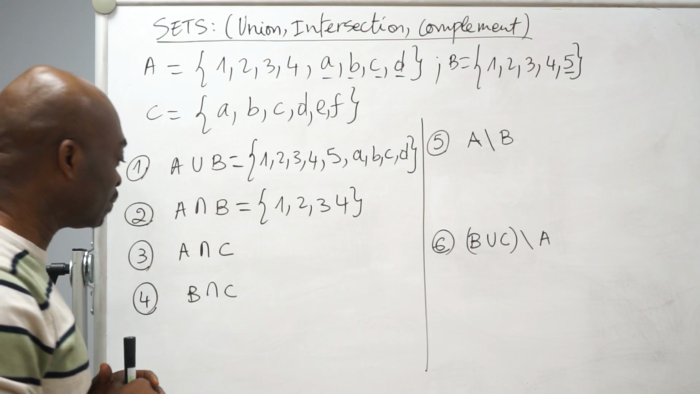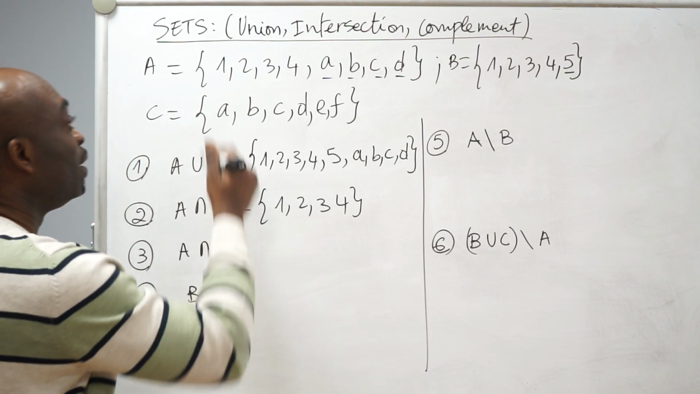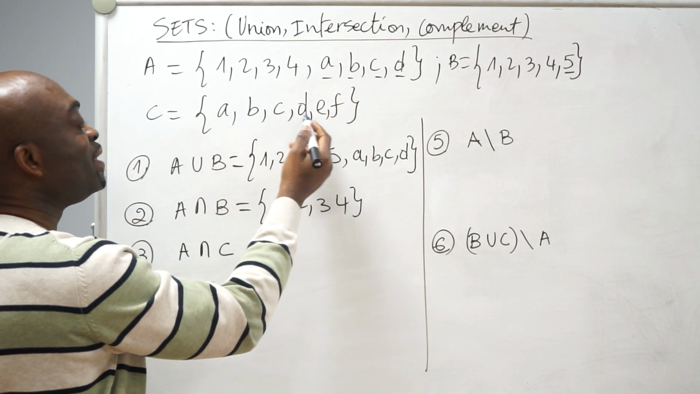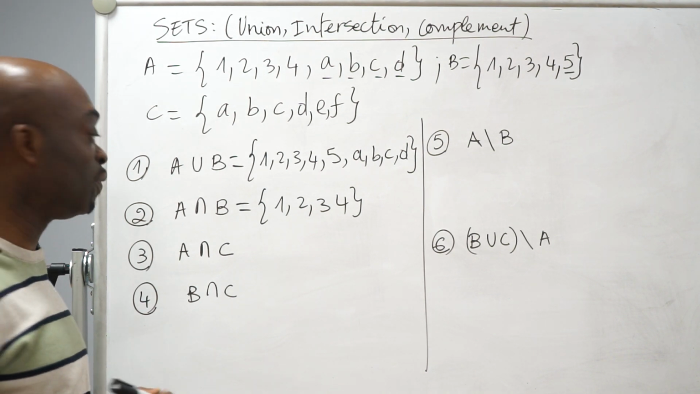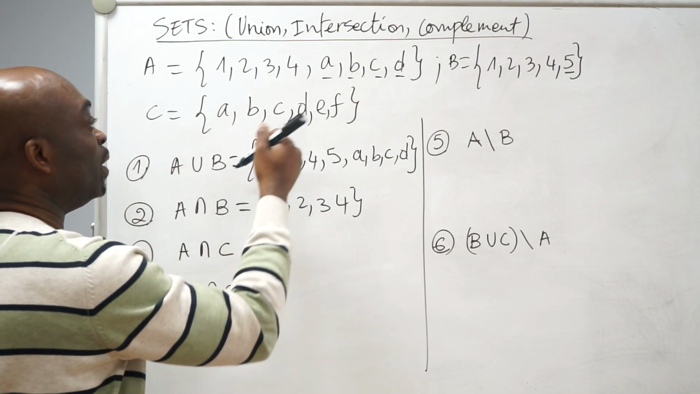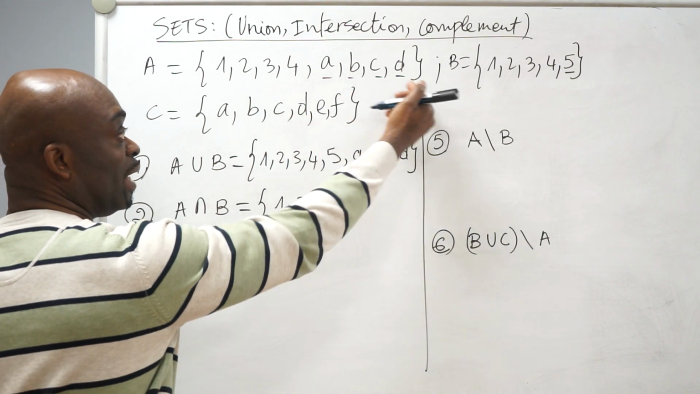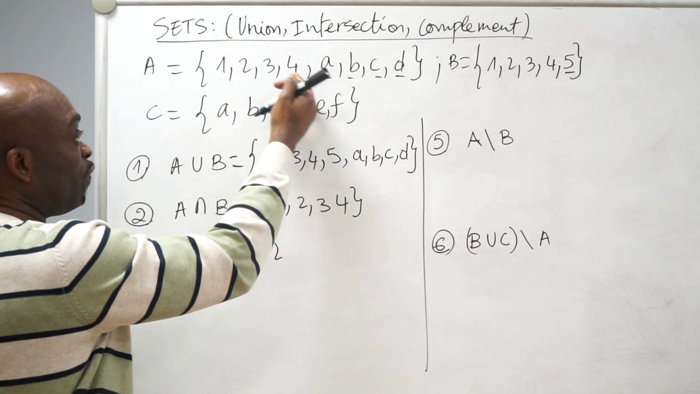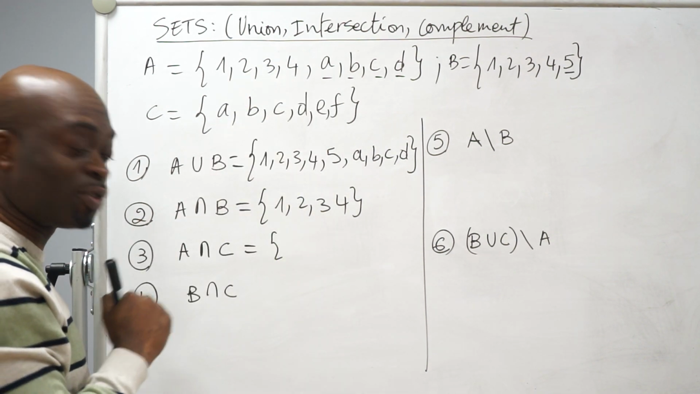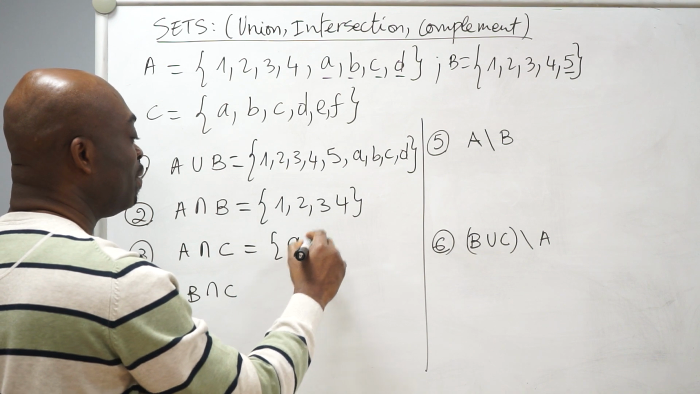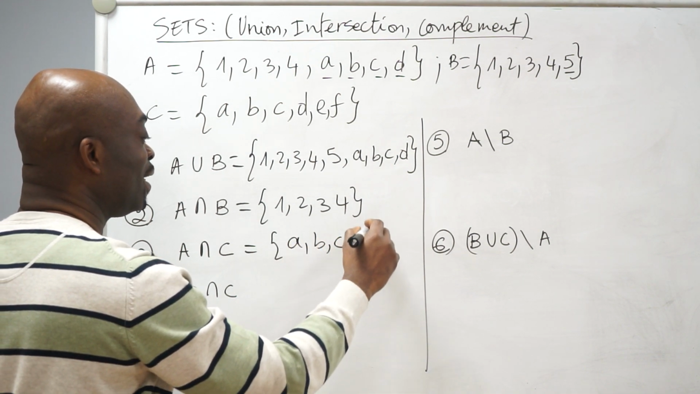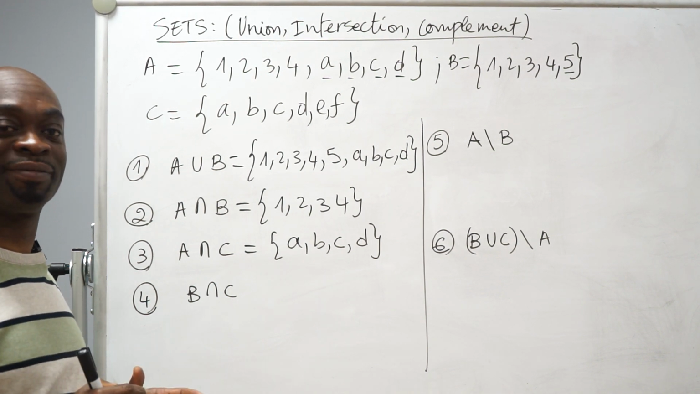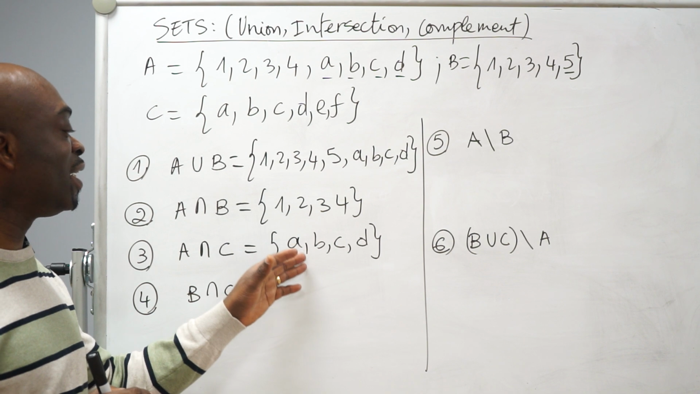So question number 3. A intersection with C. A is 1, 2, 3, 4, A, B, C, D. And C is A, B, C, D, E, F. So what do they have in common, those two? Okay? So they have in common A, B, C, D, right? E, F here, but no E, F here. 1, 2, 3, 4 here, but no 1, 2, 3, 4 here. So what do they have in common? Again, it is A, B, C, and then D. Okay? So this is how we deal with these problems. So A intersection with C is A, B, C, D.